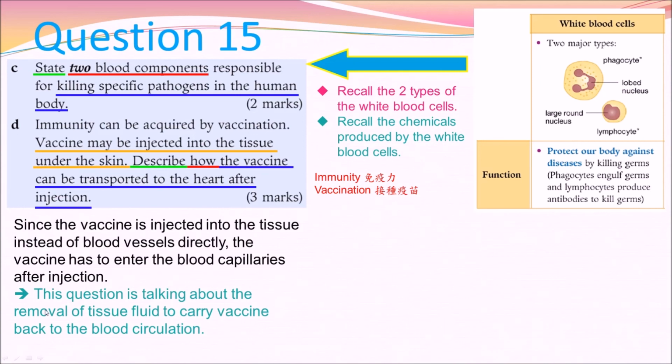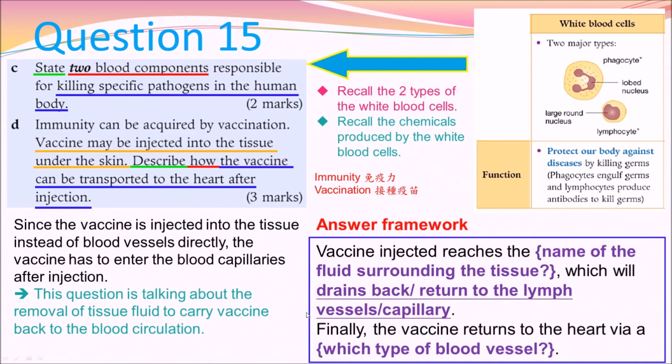So that's why the question is talking about the removal of the tissue fluid to carry the vaccine back to the blood circulation. What you need to describe is how the vaccine can be transported to the heart after injection. The removal of the tissue fluid, and in the tissue fluid we have the vaccine inside. So how can the vaccine be transported to the heart after injection?